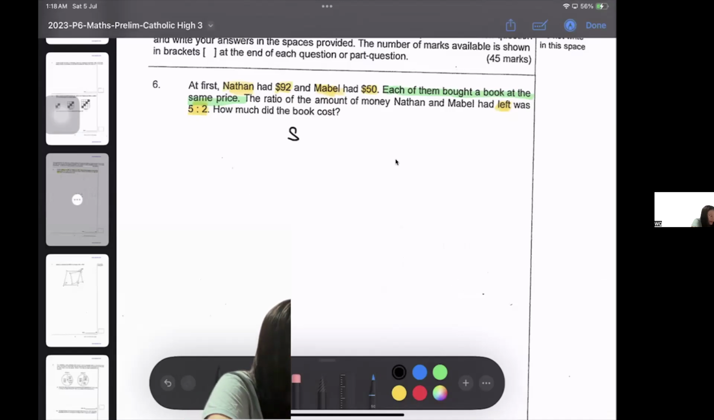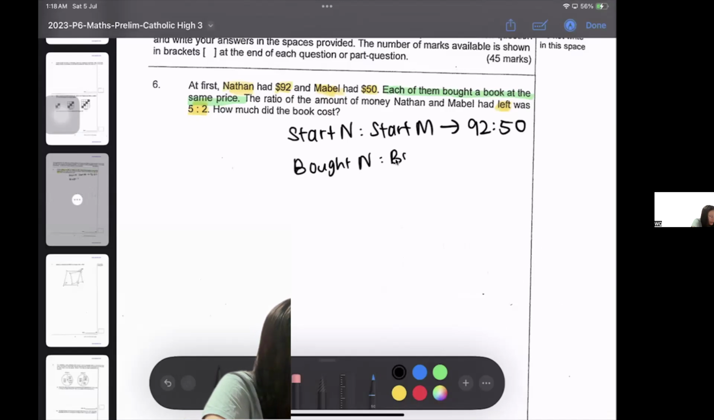Okay, so you must have the start ratio as well. So start N is to start M is 92 is to $50. Okay. Then next is the bought. So bought N is to bought M is 1 is to 1. Then the final or the left, okay.